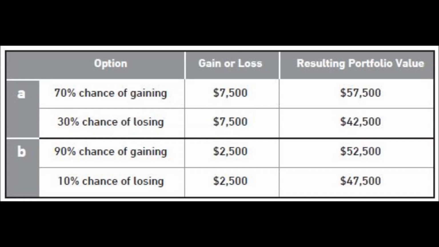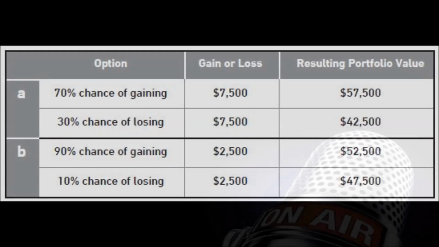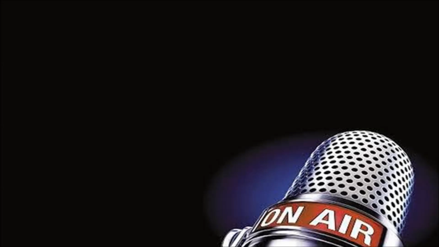B, which is the second choice, has a 90% chance of gaining $2,500, not quite as much, resulting in a portfolio value of $52,500, with a 10% chance of losing $2,500, equaling $47,500 portfolio value. So looking at those 2 options, both A and B, which one are you more comfortable with? 70% chance of gaining and a 30% chance of losing, or a 90% chance of gaining and a 10% chance of losing? Question number 8.